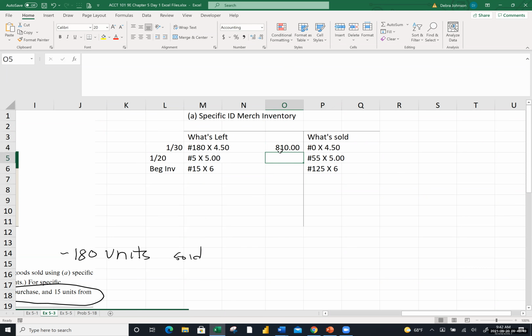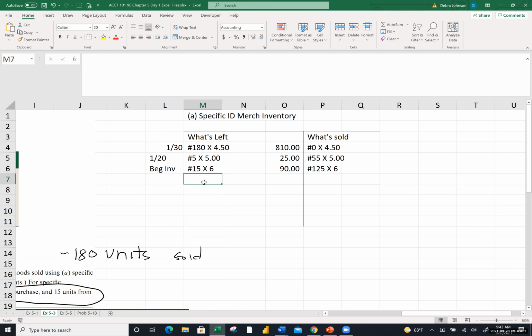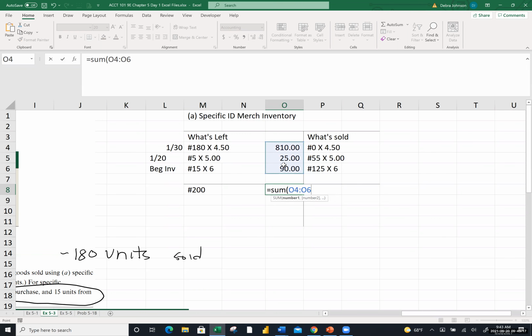Demir and Julie, you're both good at watching me. So 5 at 5 and 15 at 6. When I add that up, I'll have my ending inventory. And by the way, the quantity is not changing, right? When I add these up, I should still have 200 units, which I do. And my ending inventory would be the sum of those.